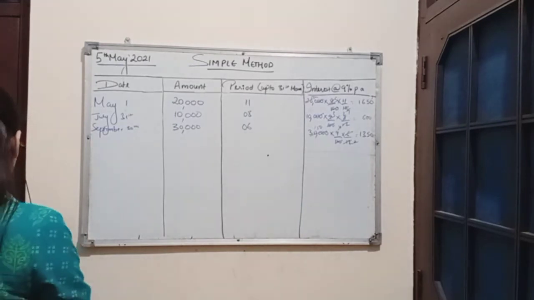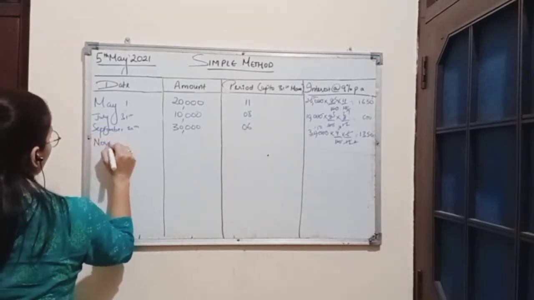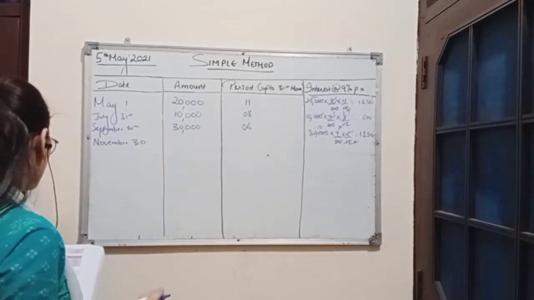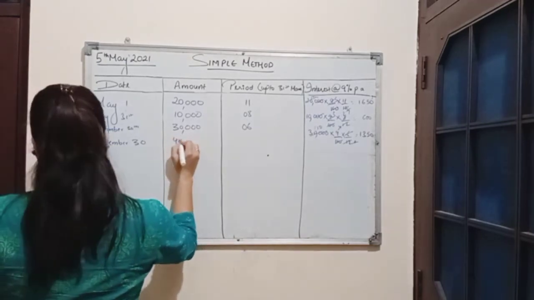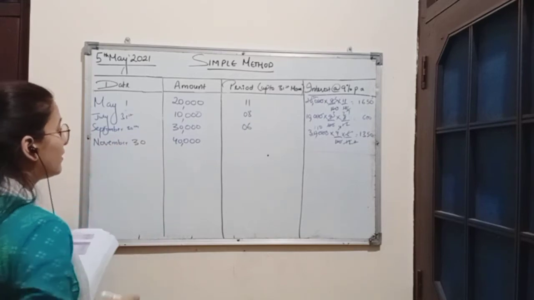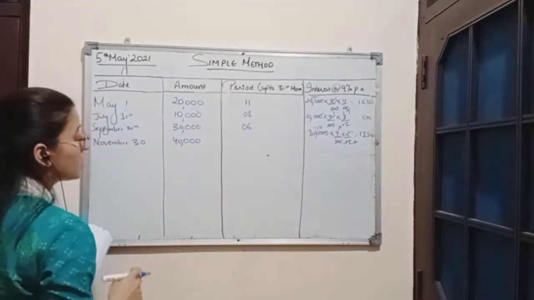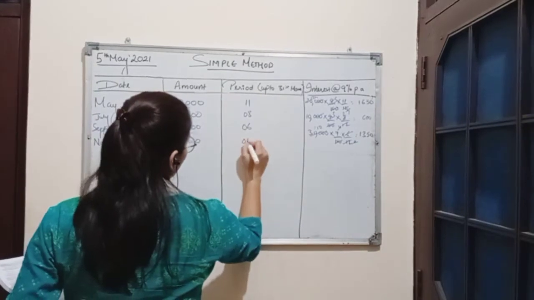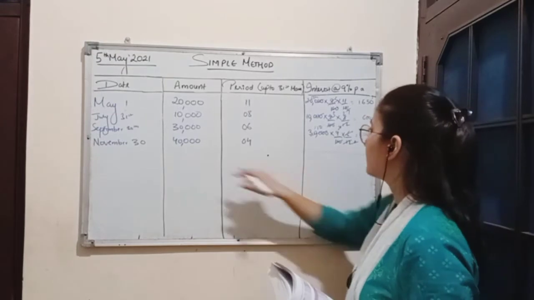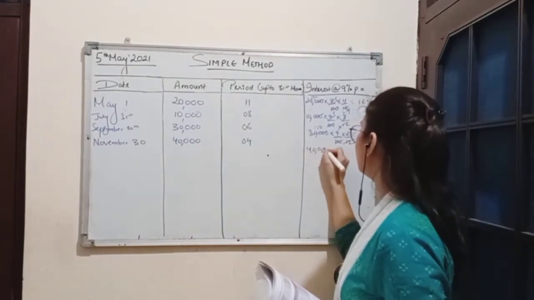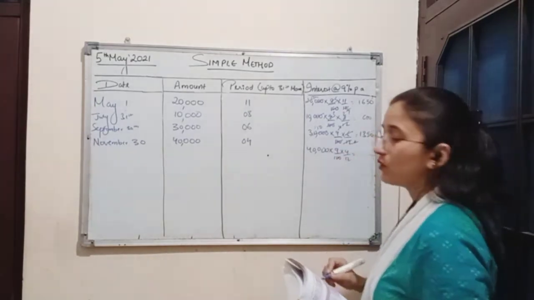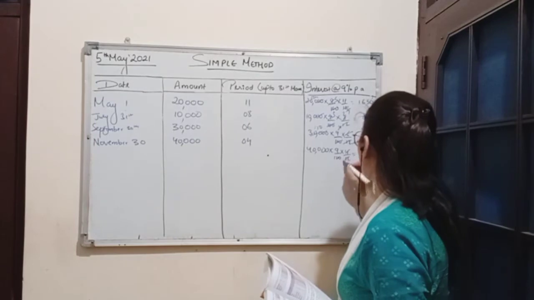Next date is November 30. The amount withdrawn on November 30 was rupees 40,000. If we calculate the time period from November 30 to 31st March, the number of months will be 4 months. So here interest will be charged for 4 months on the amount 40,000. Rate of interest is 9% and it will be calculated for 4 months.